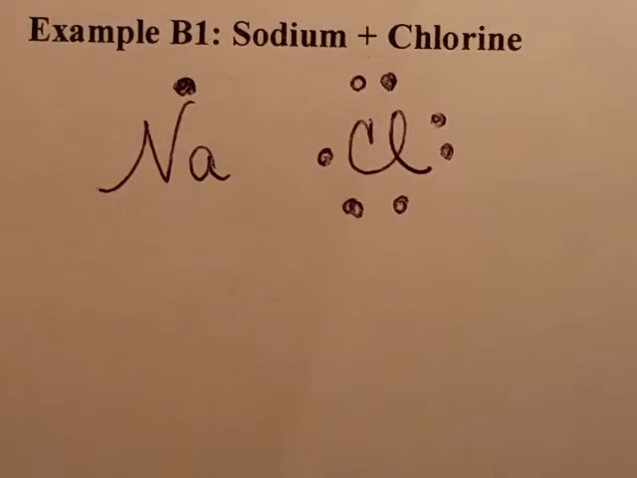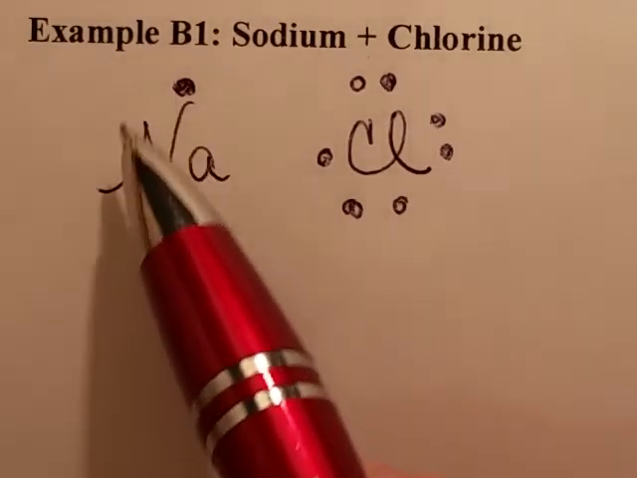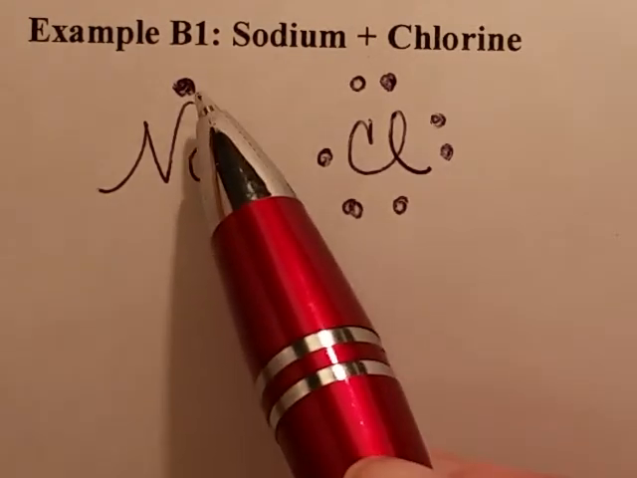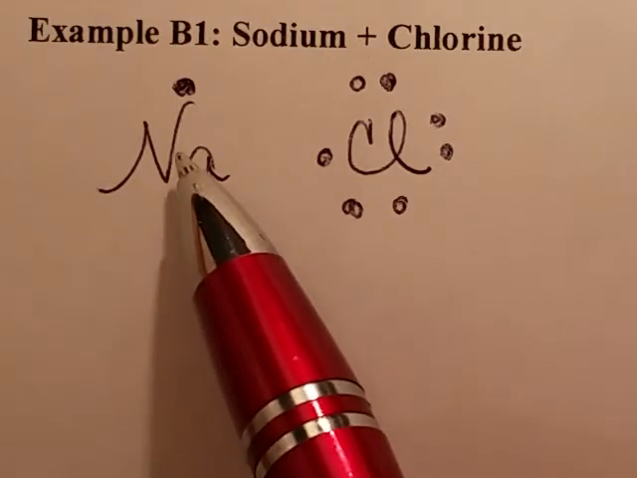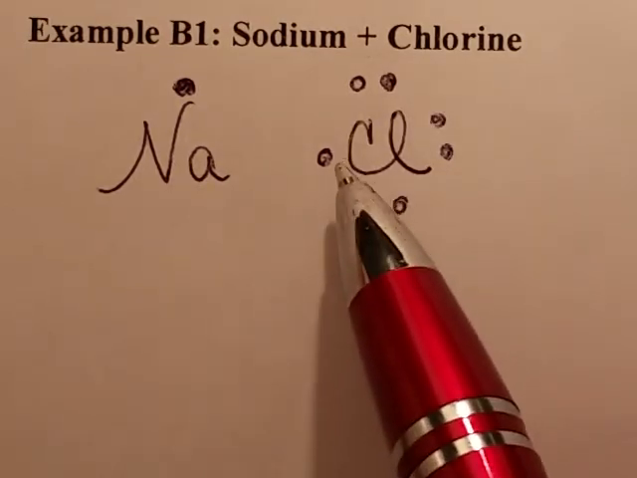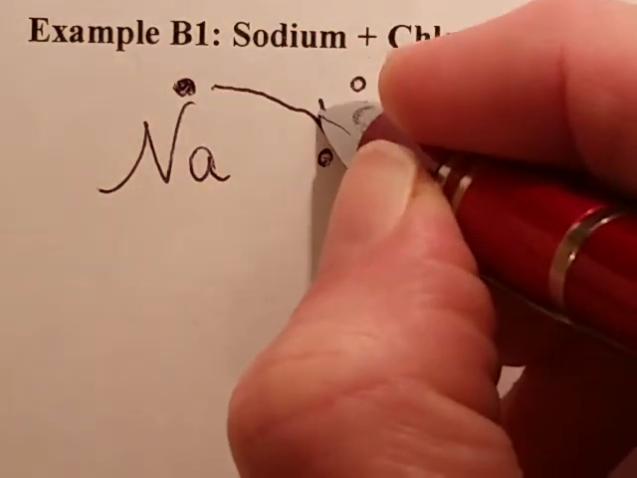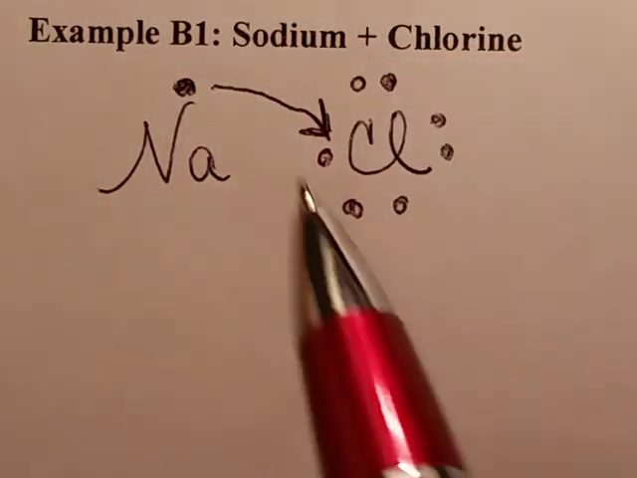So look what's going to happen here. We're looking at the valence electrons. More than likely, sodium is going to lose this one valence electron because it is much more difficult to gain 7. Chlorine already has 7. So this is why sodium and chlorine end up bonding.